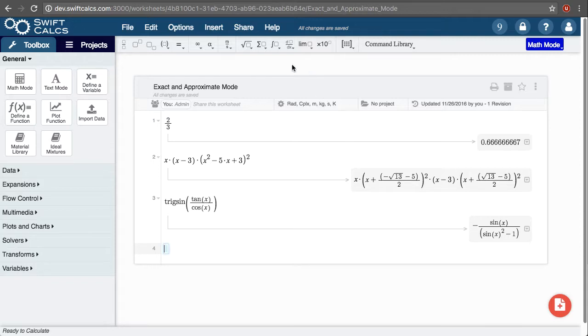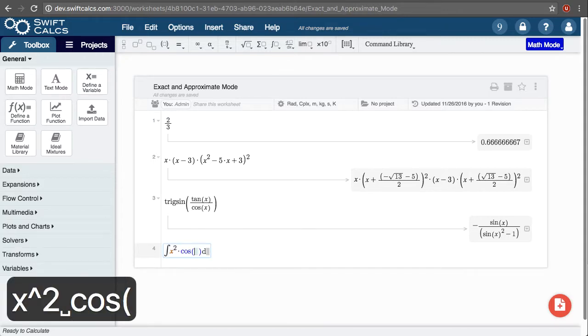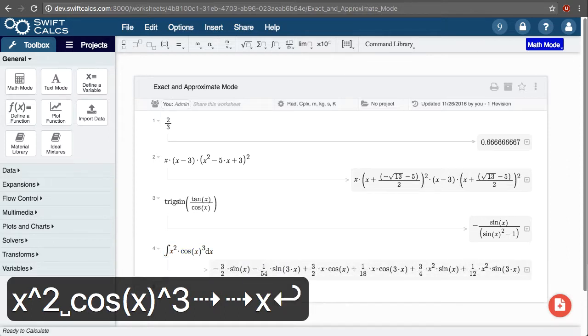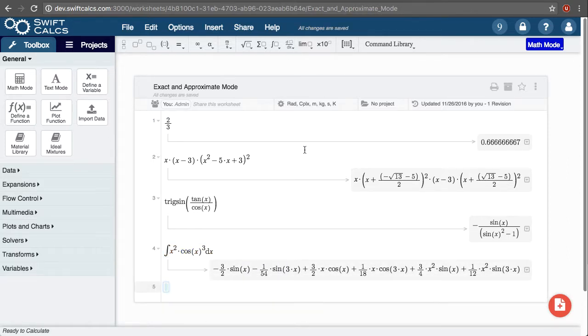Further, we can use symbolic mode to do calculus as well. We can ask for the integral of x squared times the cosine of x cubed dx. And Swift Calcs will return the exact solution.